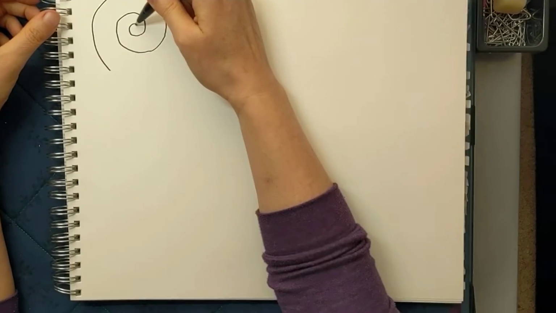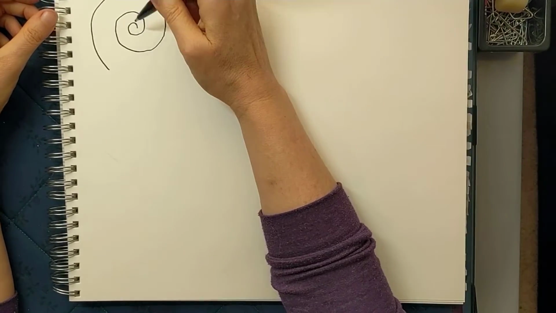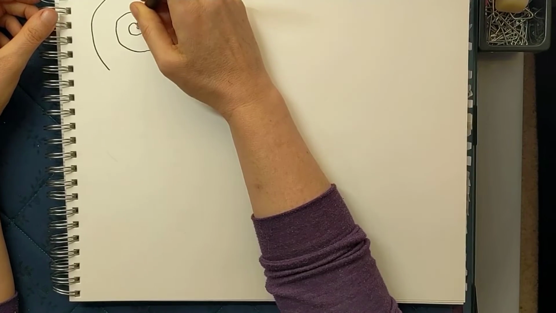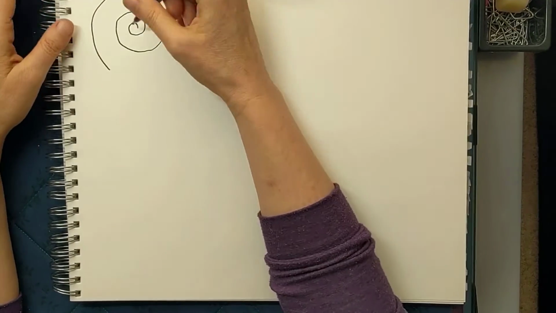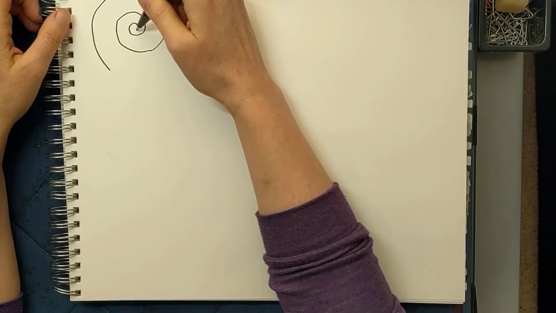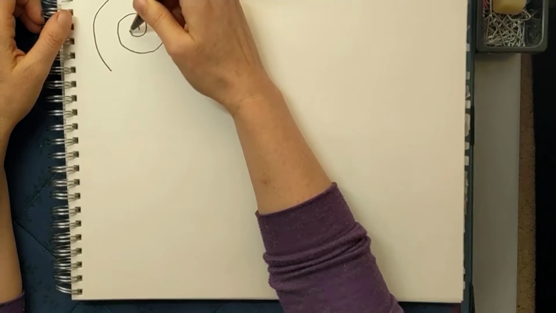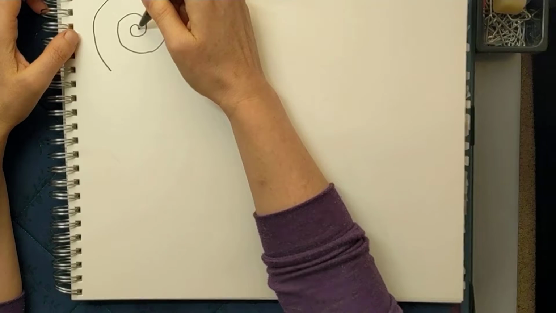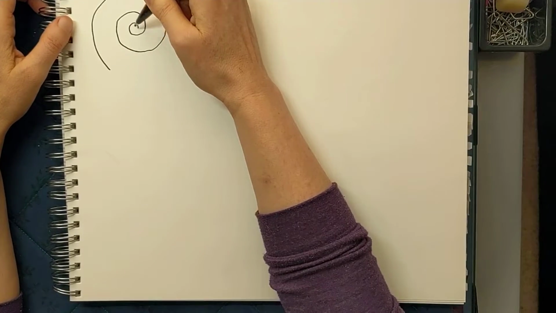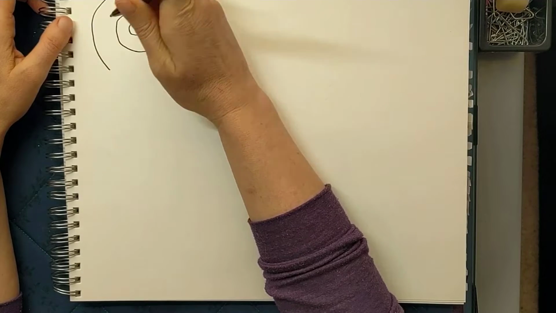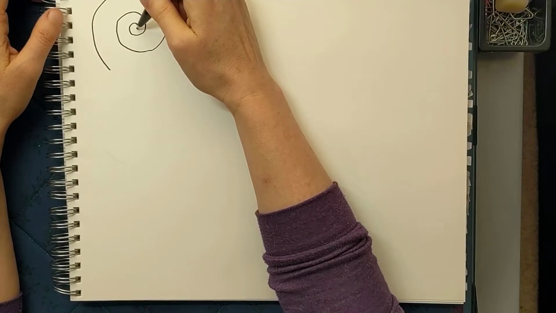Now, a good place to pause in a swirl is when you get to the center, and then think about how you're going to travel back out. So I like to go on the inside of this C curve right here, but you also could go on the outside. The reason I like to go on the inside is that you end up with a tighter center. So I'm going to go ahead and get going.